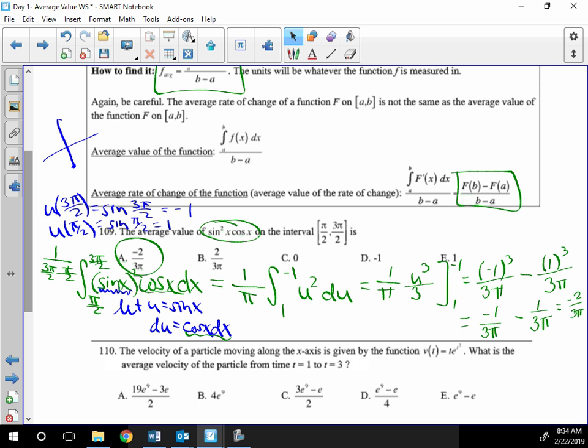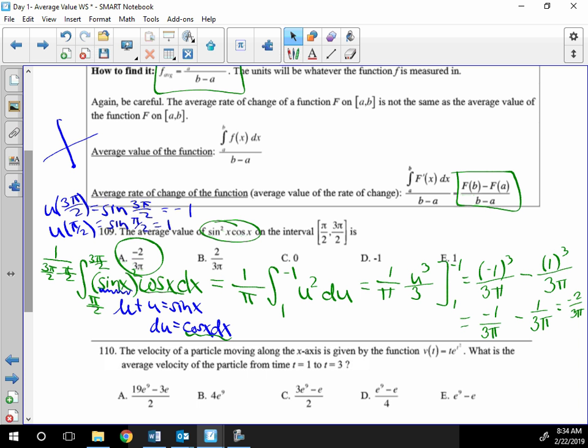So like we did, change your bounds for you. But you want to make sure... never mind. Okay. You never want to mix though. You don't want to have u bounds and terms of x, or u and x bounds. So it always needs to be the same. You can go back to x, it's just always going to be more work to do that. Are there other questions with number 109?